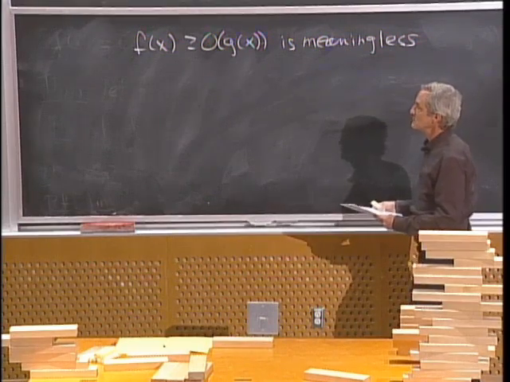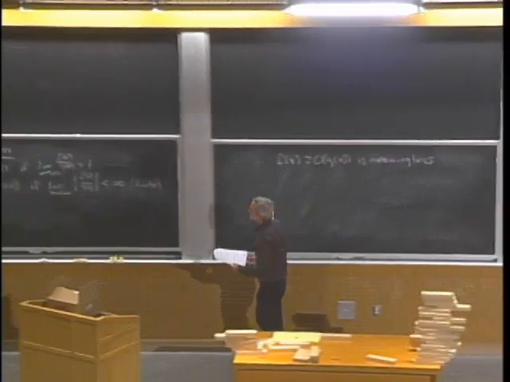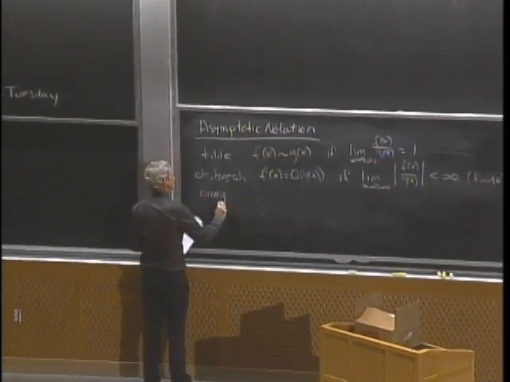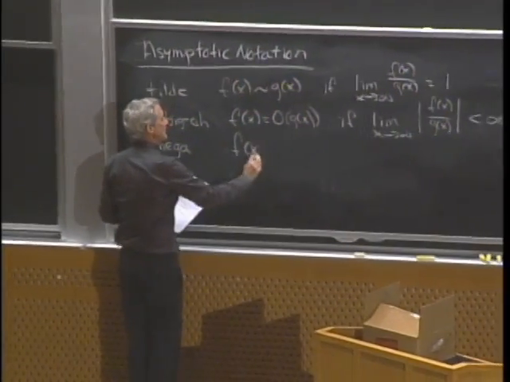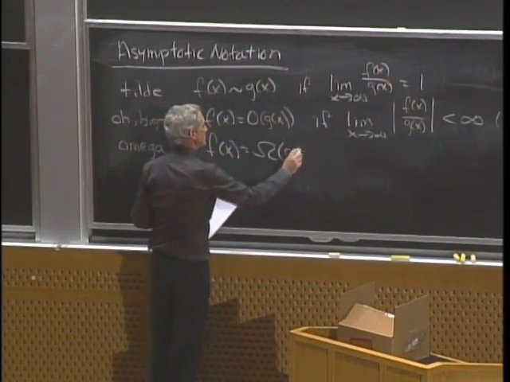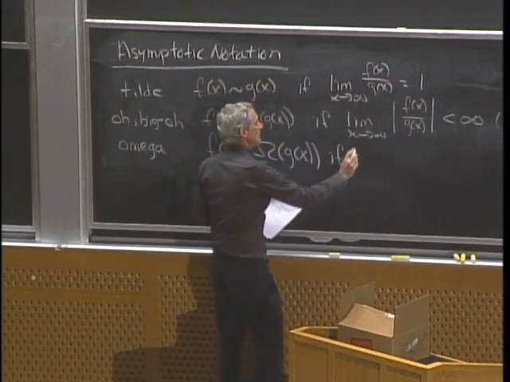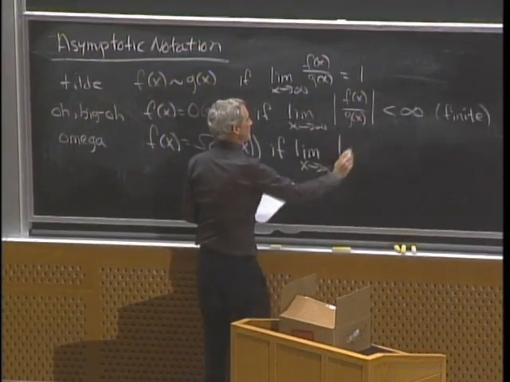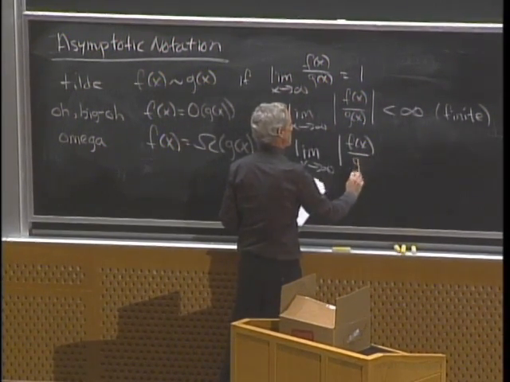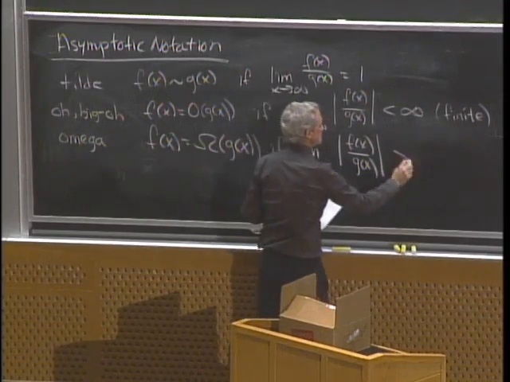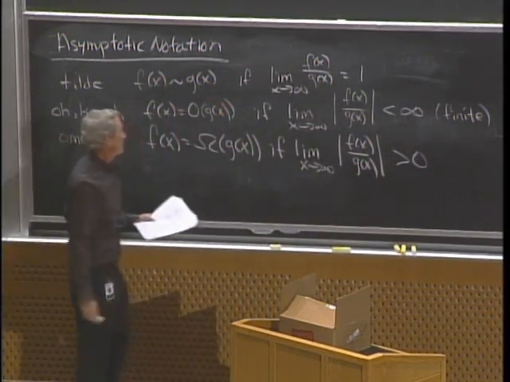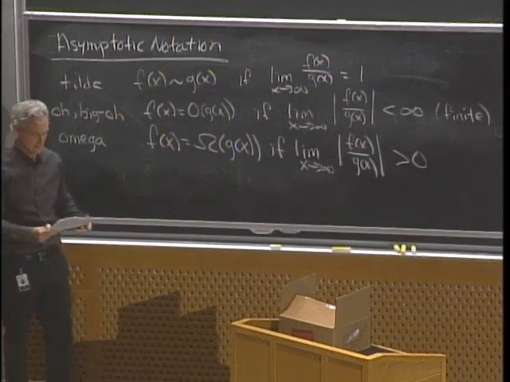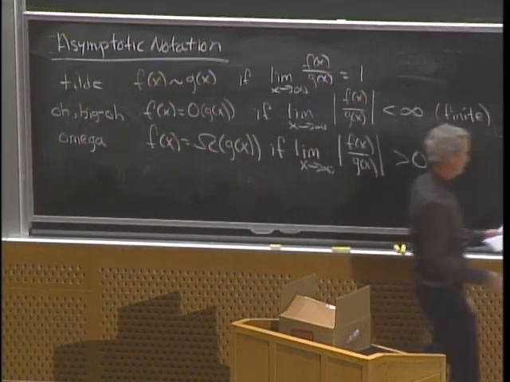The reason you can't do it is because there is another symbol to do what you want to do, and that's called the omega symbol. It's written like this, a capital omega. It's if the limit as x goes to infinity of f of x over g of x is greater than 0. Okay, so now we're getting the lower bound version. In fact, it's just the opposite of big O.